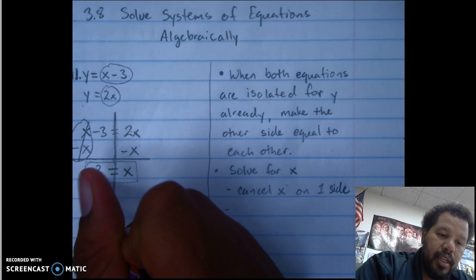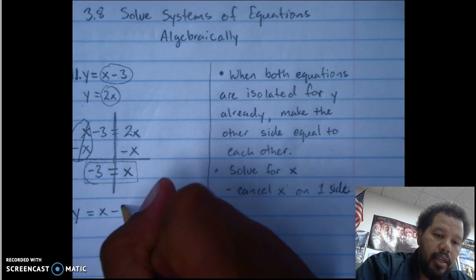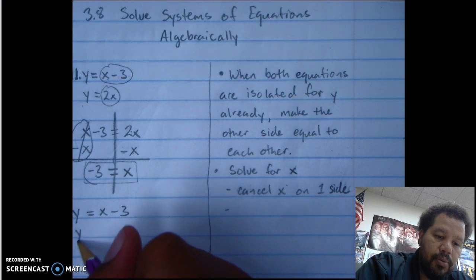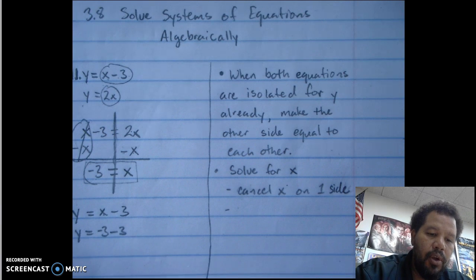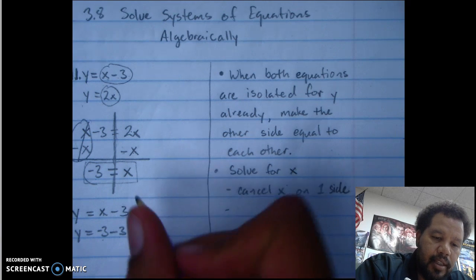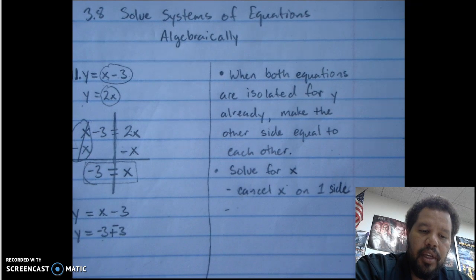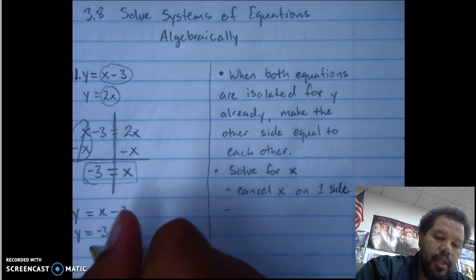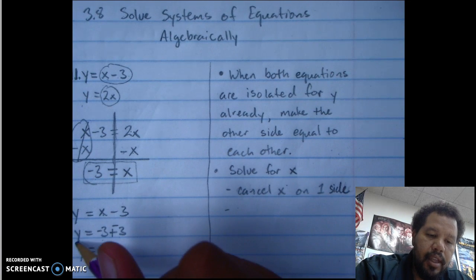So I'm going to replace negative 3 into y equals x minus 3. x is negative 3. So we have negative 3 minus 3. So when x is negative 3 and I subtract 3 from that, subtraction is adding the opposite. So I'm going to add a negative 3. Negative 3 plus negative 3 is negative 6. So the y is negative 6.